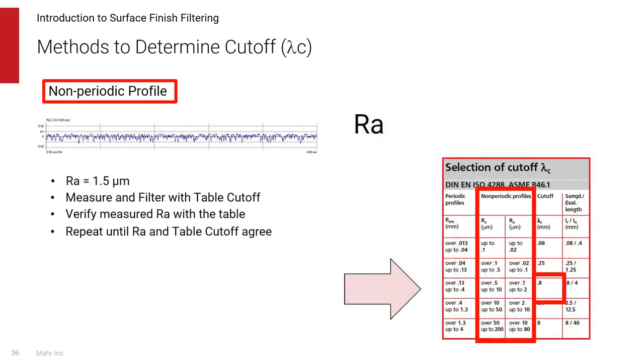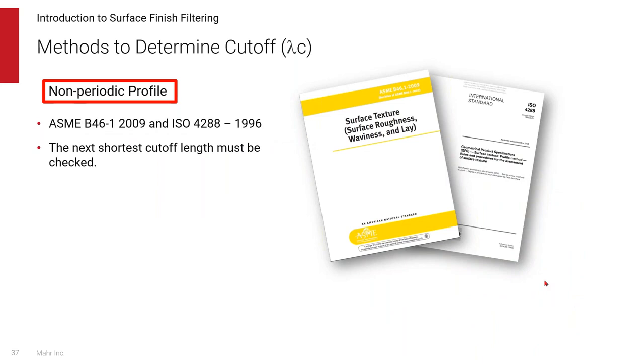So we took a specific example. Here's a case where we have a non-periodic profile. The Ra is 1.5 microns, so we can find our value there. We can get our results, and it comes out to 0.8. So we can get our cutoff length again based on the Ra value.